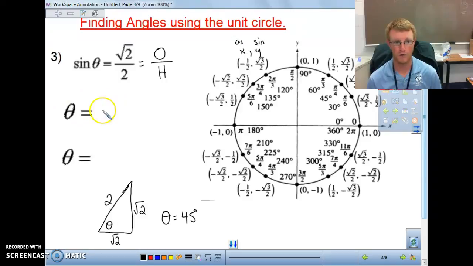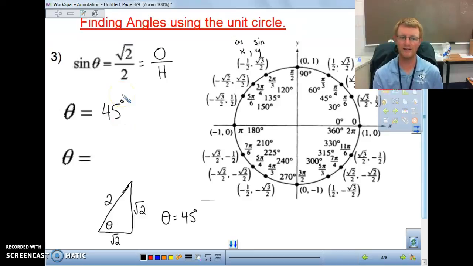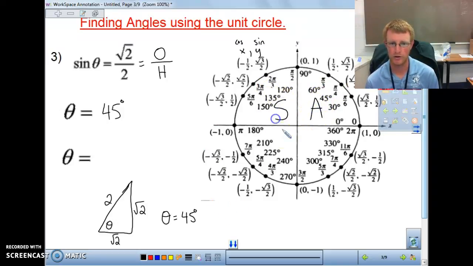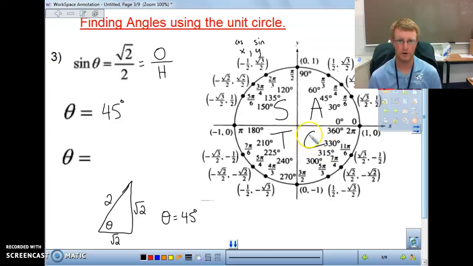So, therefore, our first answer here is 45 degrees. Now, here's the issue. We get a second answer to this too, because if you look at your unit circle, or if you look at the concept that we've always talked about, that all students take calculus, this means that all of our trig functions are positive. This means that our sine, tangent, and cosine functions are positive.